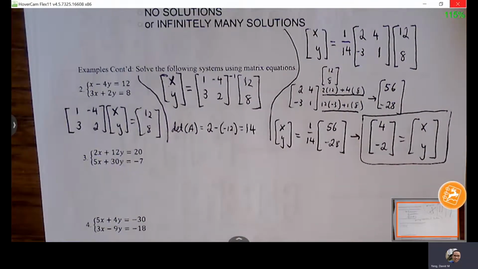X equals 4, y equals -2. All right, try number 3.